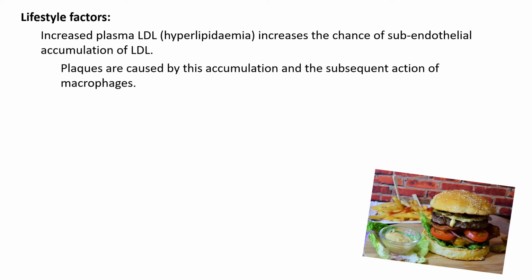In this case, we have hyperlipidemia. So we have an increase in plasma LDL, the liver, lots of fats coming in. I need to make lots of LDL. So we increase the amount of LDL, hyperlipidemia. This increases the chance of subendothelial accumulation of LDL. Remember, we said the center of these plaques is full of altered lipid. That lipid comes from LDL.